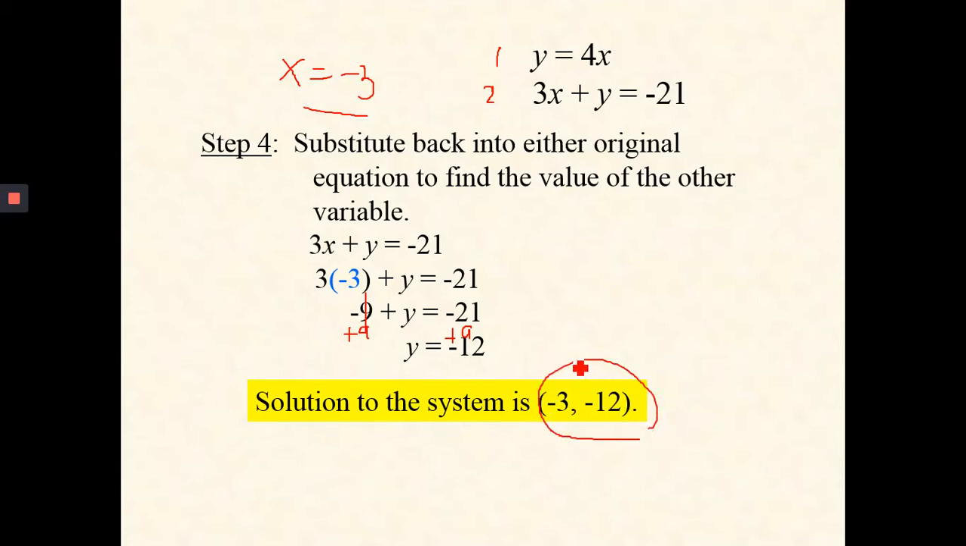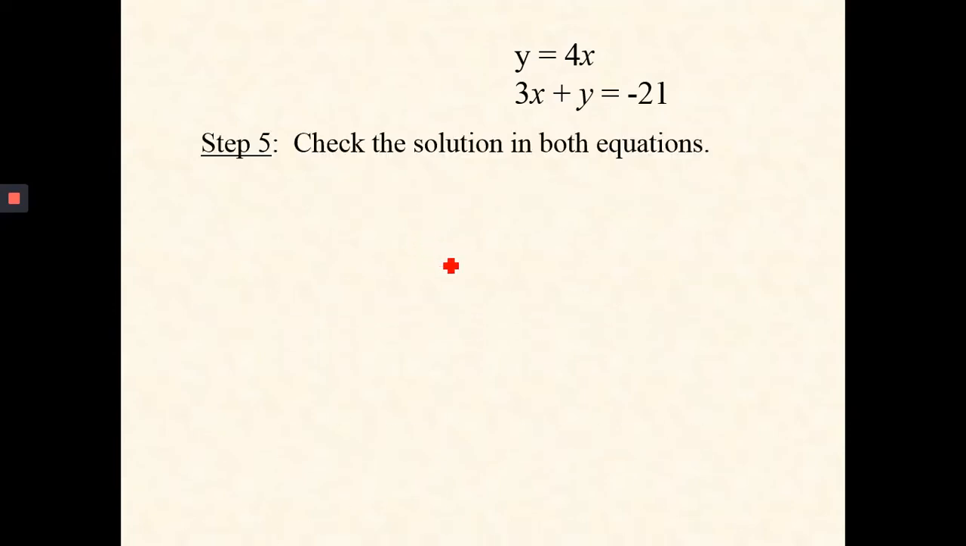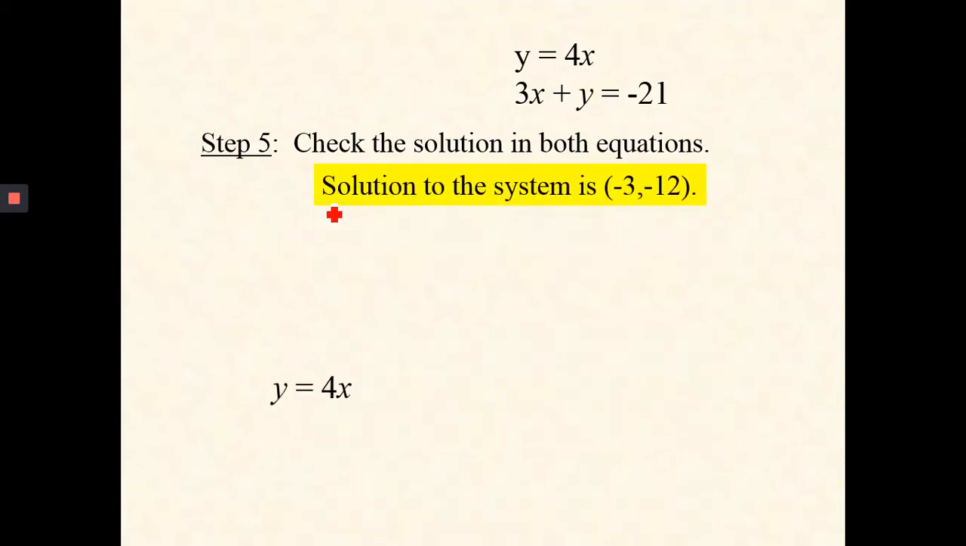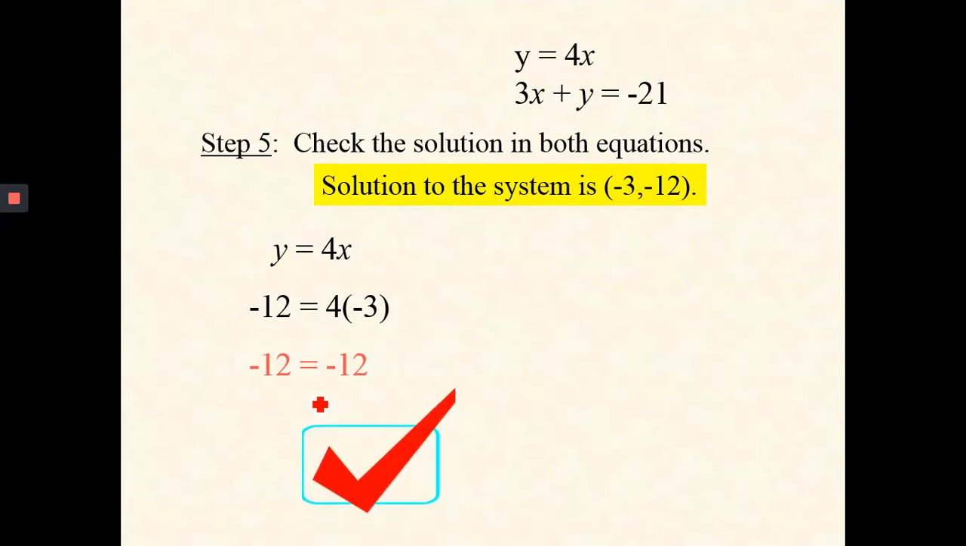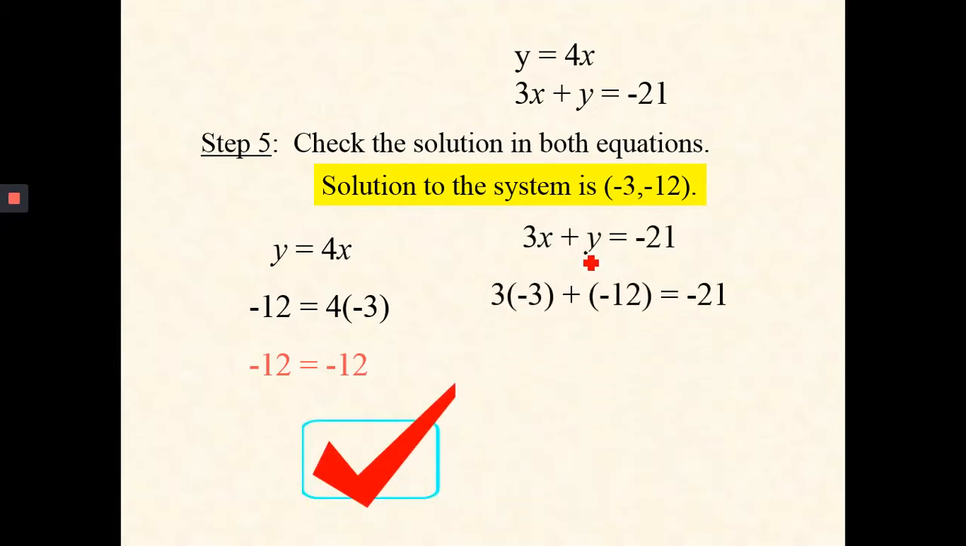Okay? How sure are we that that is the correct solution? We can check it. You're going to check the solution on both equations. So you're just going to plug it into the first equation, y equals 4x. Your y is negative 12 equals 4 times your x, which is negative 3. So negative 12 is equal to negative 12. Is the statement correct? Yes. The next one, we have 3x plus y equals negative 21.